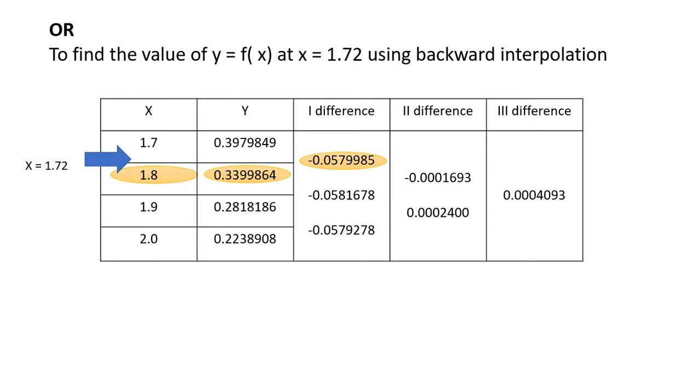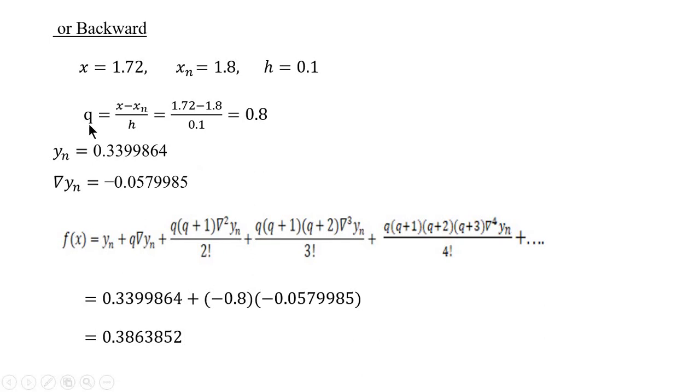But still we get the same answer. q is obtained by x minus xn by h. We have xn as 1.8 and h as 0.1. We get q as 0.8. See, I told you we need only these two values. Substituting these two values in the formula using the calculator, we get the answer instantly. Both give the same answer, so this method can be used. Instead of using the corner values, you can use the value just below x for the backward interpolation formula. Similarly, for forward interpolation, we can use the value just above x.